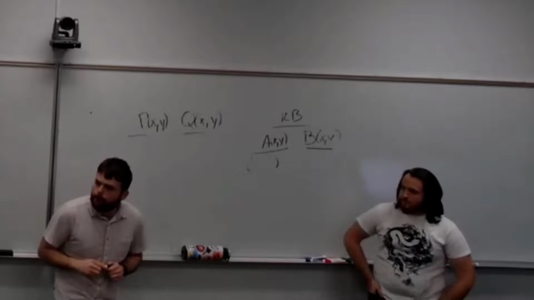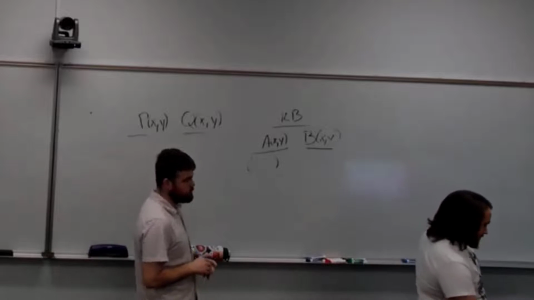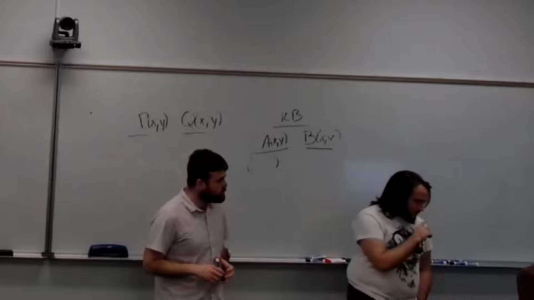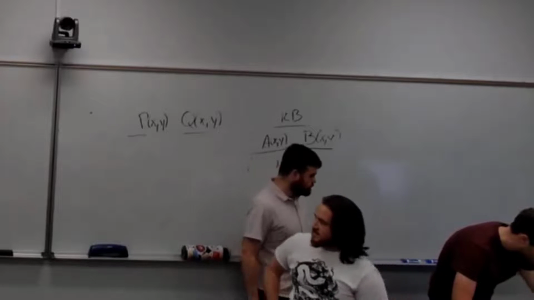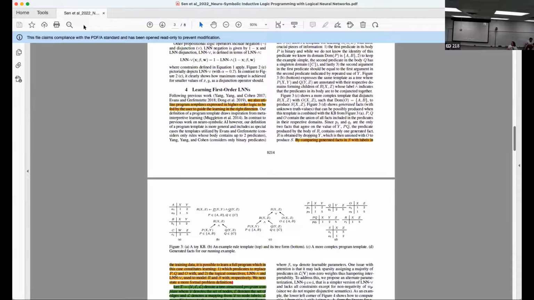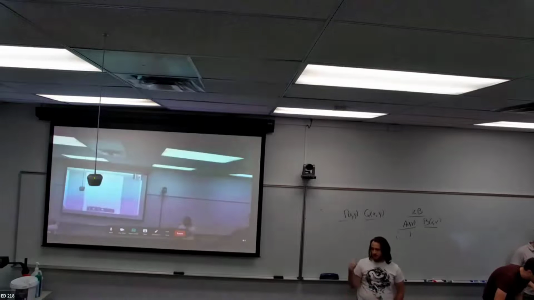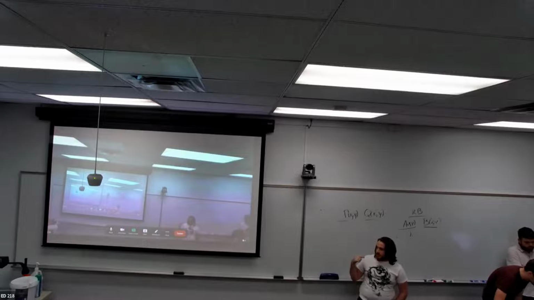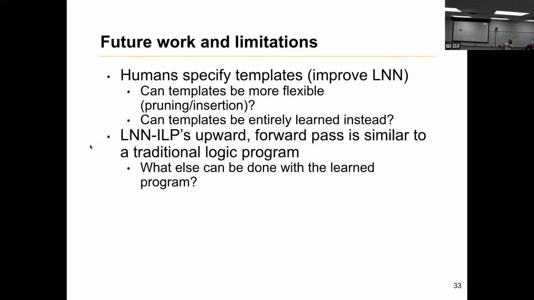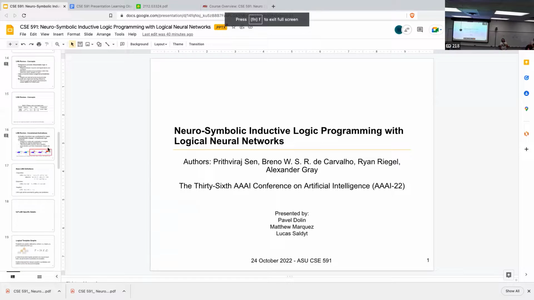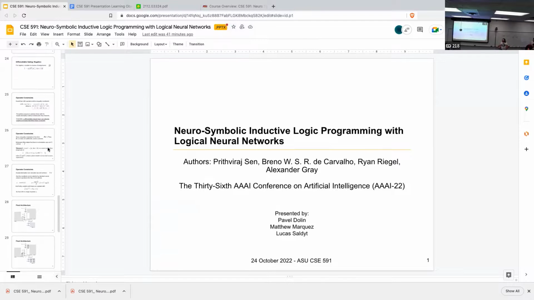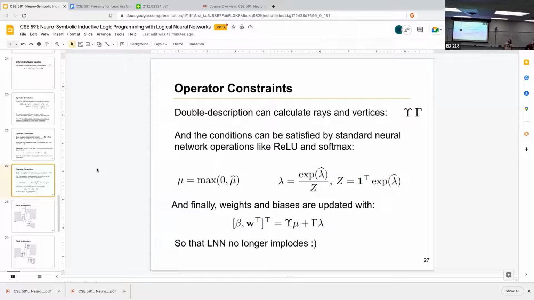I think it was slide number 27, where you put a mu hat and a lambda hat. I don't know if I missed it, but could you please explain what they are? Yeah, so they talked about having to use ReLU and softmax to make sure it actually fits into the Minkowski well. And the hat is actually just the value before we pass it to ReLU or softmax. So in the case of softmax, it's unnormalized. In the case of ReLU, it is the full range of values.